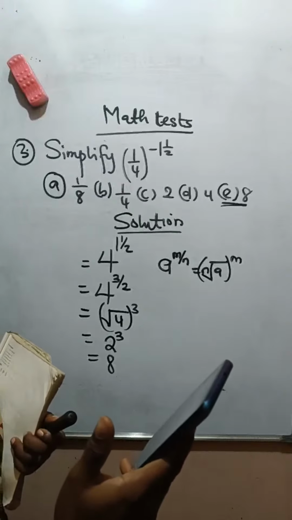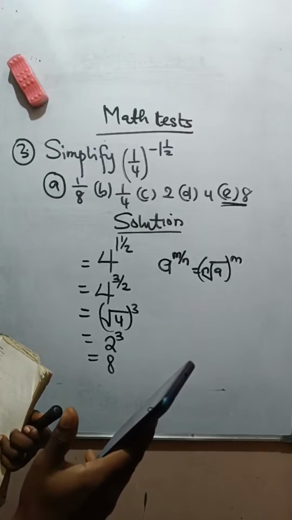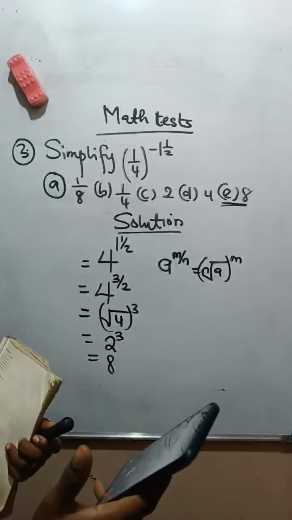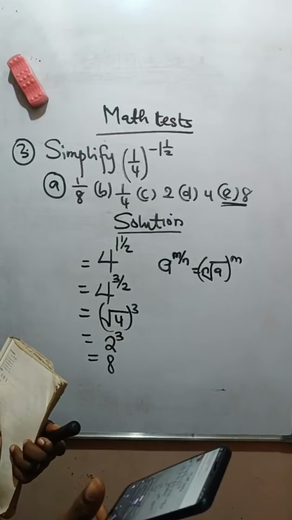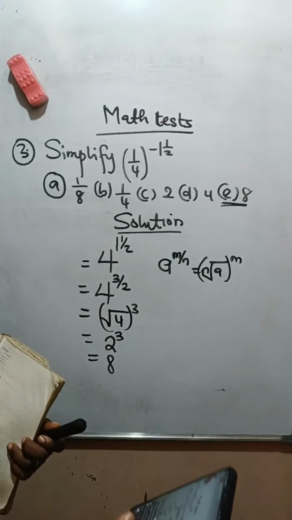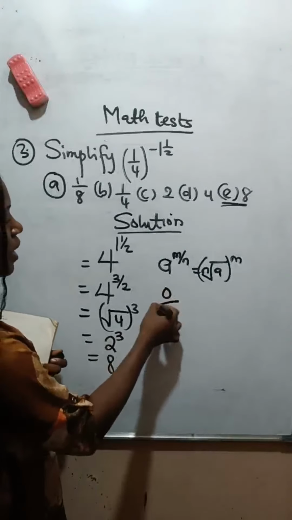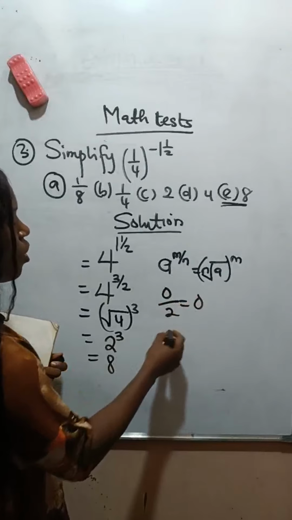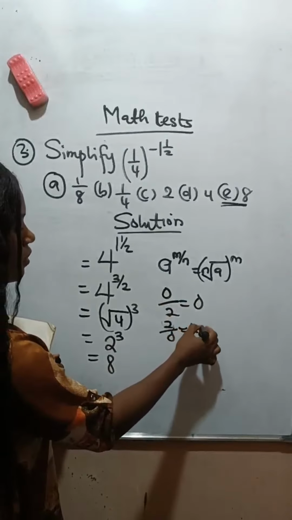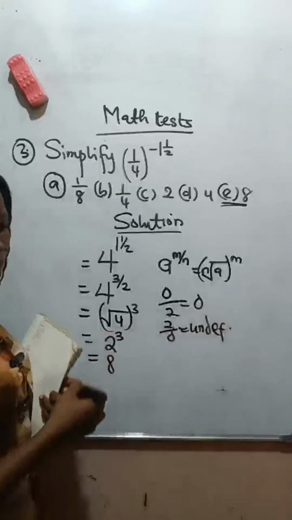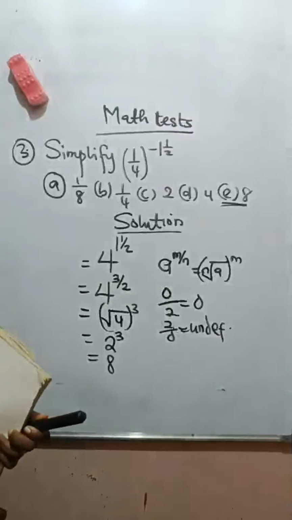Okay. So you said 0 divided by 2, not 2 divided by 0. 2 divided by 0 is undefined. Any number divided by 0 is undefined. But if you divide 0 by any number, it is 0. But 2 divided by 0 is undefined. You cannot divide a number by 0. Please, let's not deviate, okay?